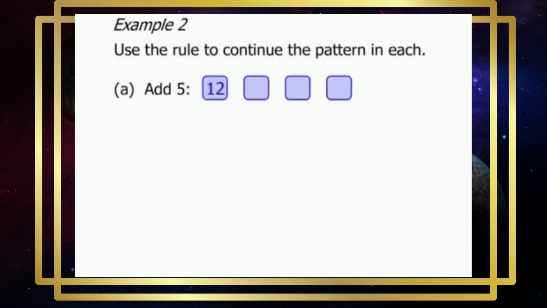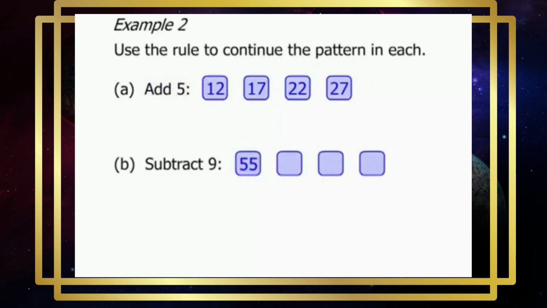Example 2. Use the rule to continue the pattern in each. So this time we've got a rule, and we've got a first number we're starting with. So we're starting with 12. The rule is to add 5. So 12 plus 5 is 17. From 17 we add 5, we get 22. We're at 22 now, we need to add 5, and we get 27.